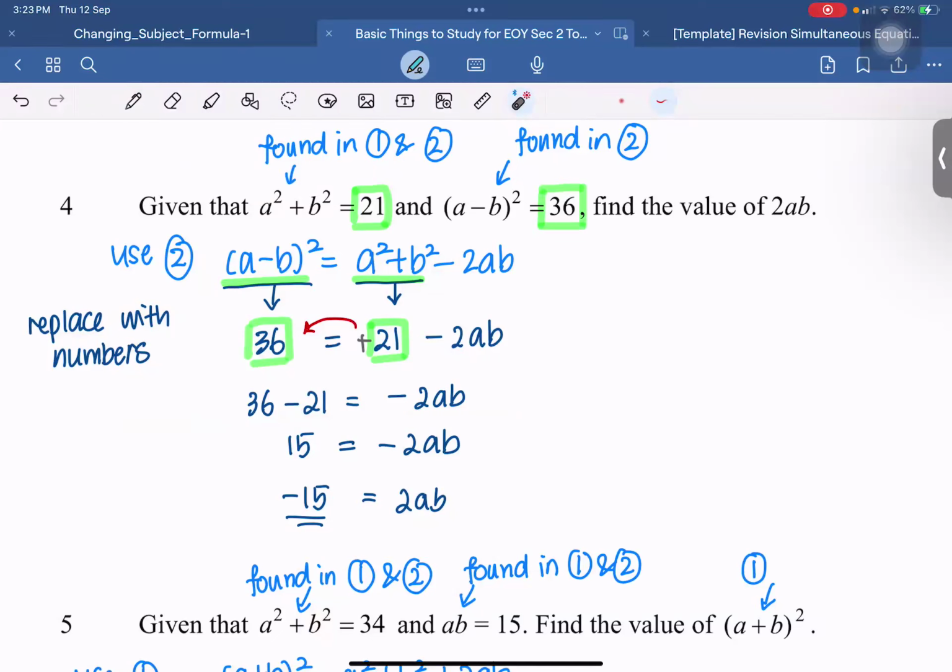Okay, so this one is subtraction, 36 minus 21. But last but not least, this one is negative. I want a positive 2ab. What can I do?